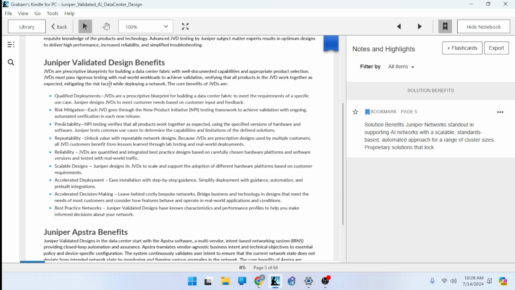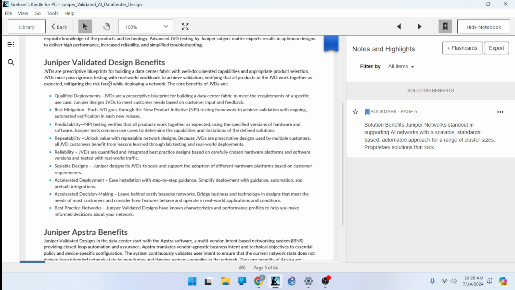Predictability. NPI testing verifies that all products work together as expected using the specific versions of hardware and software. Juniper tests common use cases to determine the capabilities and limitations of defined solutions. Repeatability. Unlock value with repeatable network designs. Because JVDs are prescriptive designs used by multiple customers, all JVD customers benefit from lessons learned through lab testing and real-world deployments.